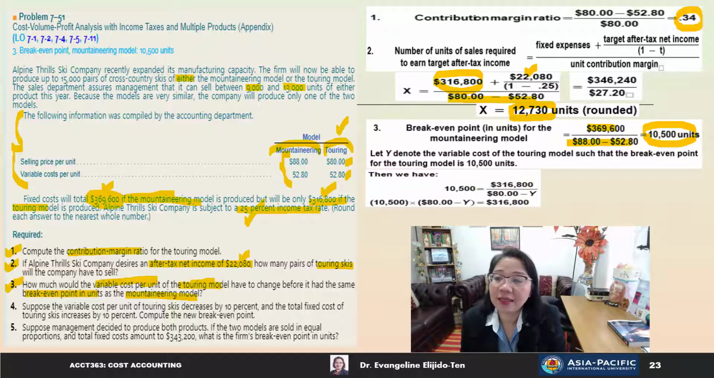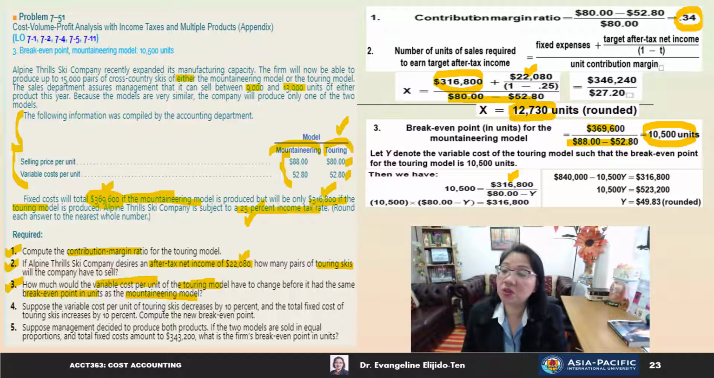So then we'll have 10,500 is equal to 316,800, which is the fixed cost for the touring model, divided by 80, the selling price for the touring model, minus Y, the variable cost for the touring model. All right, that's the unknown. So to substitute, we'll just substitute the formula. 10,500 times (80 minus Y) should be equal to 316,800. So therefore, you can actually calculate Y as 49.83 by substitution of the formula.